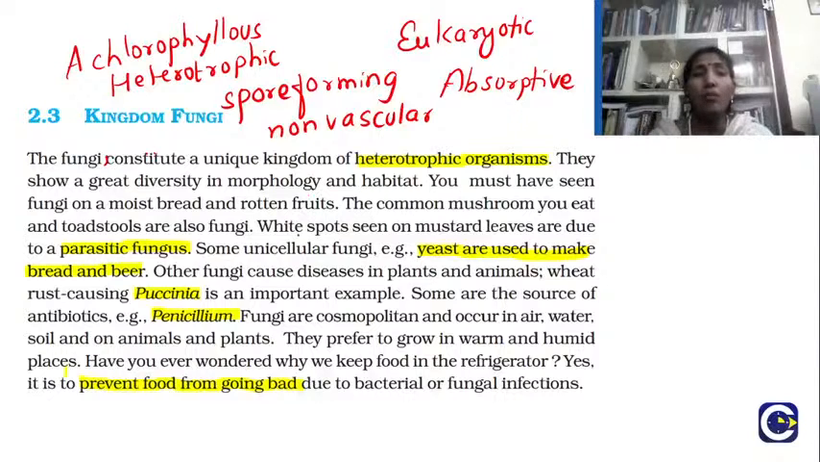Similarly, we have white spots seen on the mustard leaves. They are all due to parasitic fungus. Some unicellular fungi, for example yeast, are all used to make bread and beer. So we are aware of this concept, the concept of Saccharomyces cerevisiae.